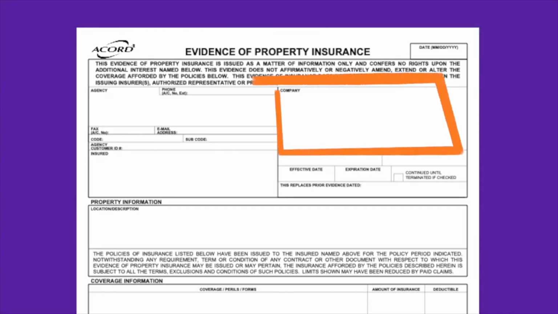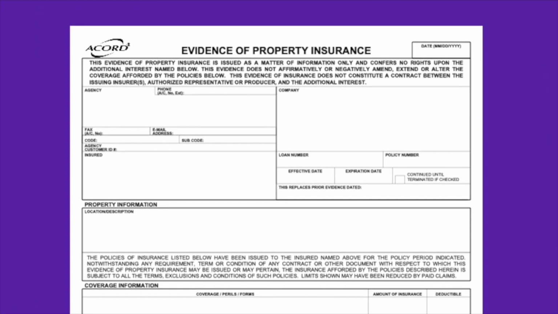Number 5, insurance carriers. This reflects the various carriers that are providing the insurance policies for the insured, listed in Section 4. Once you have completed all the agency, insured, and carrier information, you will move on to the section for property information. Here you need to provide the address for the location, along with the description of the building or property.